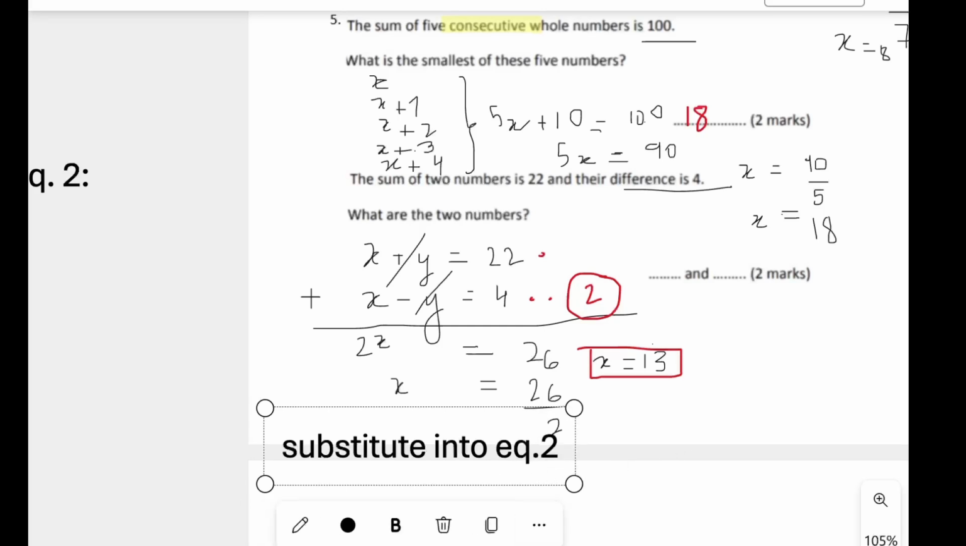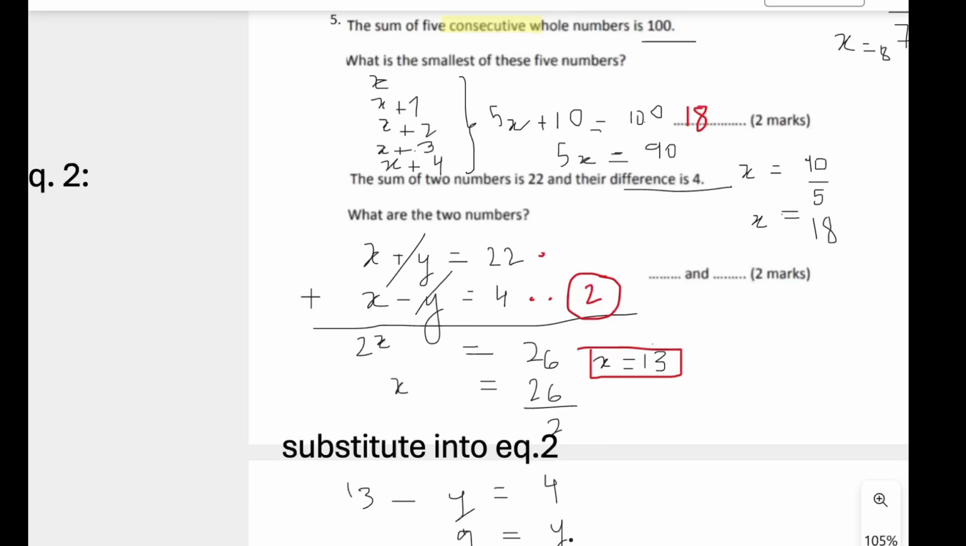Over here we have our found value of x. x minus y is equal to 4. Therefore, y we're going to add to both. So 13, we're going to subtract 4 from both sides to get 9 and add y to both sides to get y. Therefore, y is equal to 9. We found our other value. Therefore, we have 13 and 9.